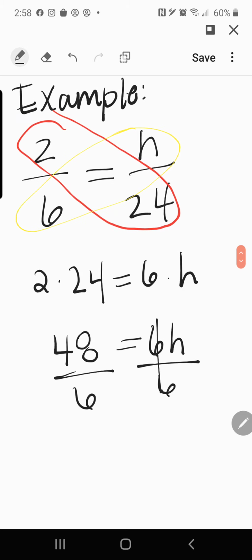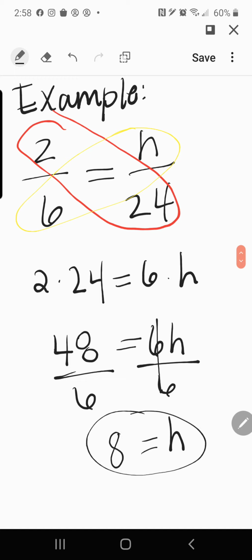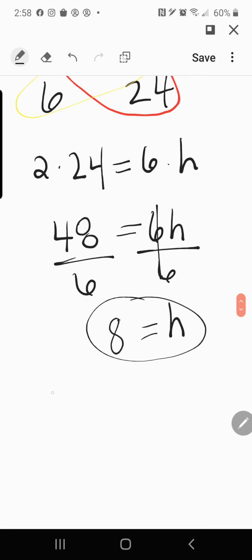When I divide on the right side, 6H divided by 6 simplifies to H, because 6 divided by 6 is 1, and 1 times H is just H. And here, 48 divided by 6 is 8, so I have just solved for my variable. H is equal to 8, and we can check to see if that's true.